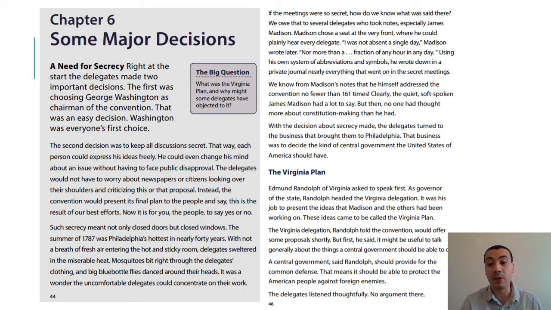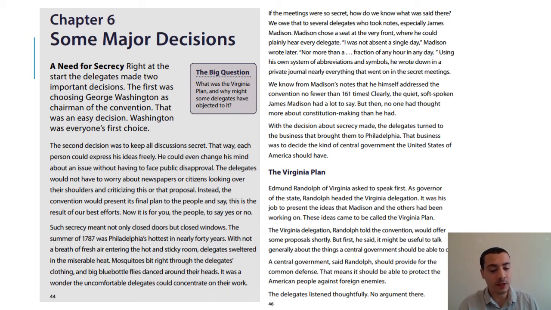Chapter 6, page 44. Some major decisions. A need for secrecy. Right at the start, the delegates made two important decisions. The first was choosing George Washington as chairman of the convention. That was an easy decision. Washington was everyone's first choice. The second decision was to keep all discussions secret.